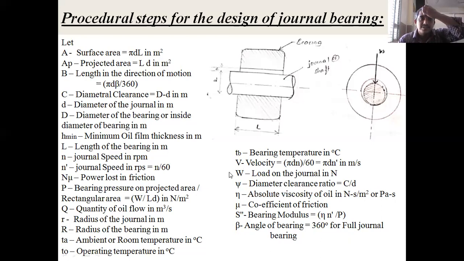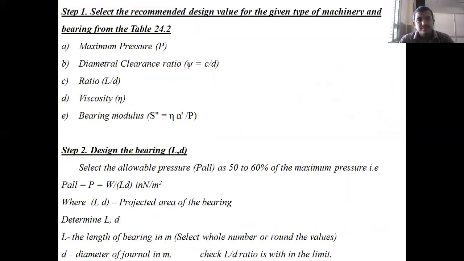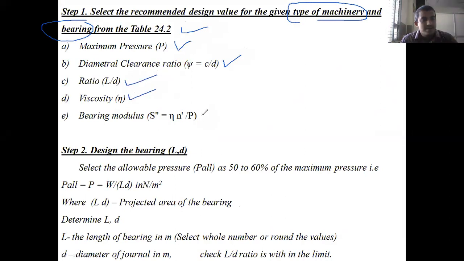In the last class we discussed the procedural steps for the design of journal bearings. The first step is to select the recommended design values by taking the type of machinery and the type of bearing. By referring to Table 24.2, you select the recommended design values, such as the maximum pressure, diameter clearance ratio, the L by D ratio, then the absolute viscosity, and then the bearing modulus. Right? So that is the first step.